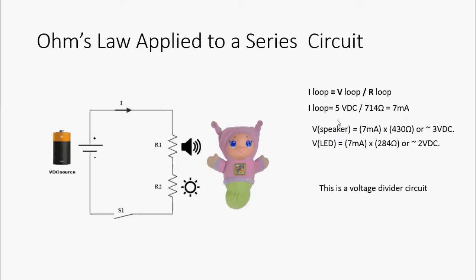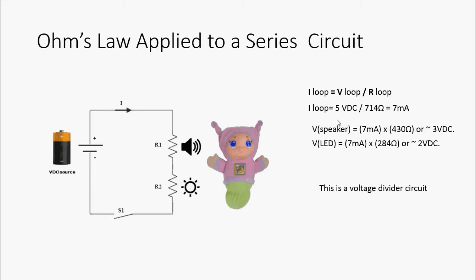First, we need to find out the current in the loop once the belly is pressed and switch S1 is closed. The supply offers 5 amperes of current, but the circuit will use only what is demanded by the loads. Using Ohm's law, we can reconfigure the formula to solve for current in the loop: I loop equals the voltage of the loop divided by the resistance of the loop. We can calculate that the current of the loop is equal to 7 milliamperes.